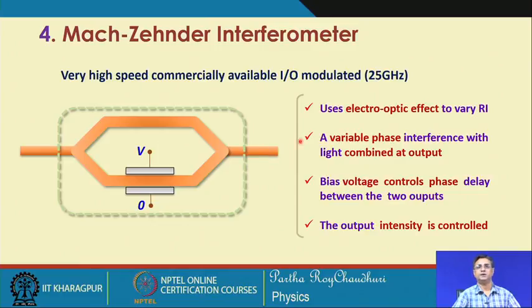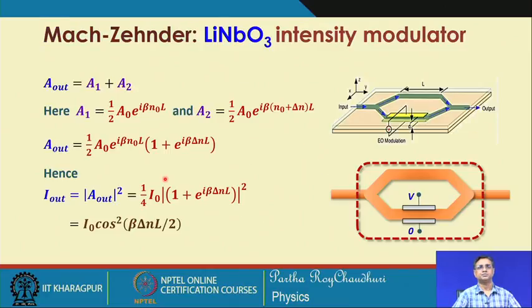So, the interference pattern is in terms of the intensity of the light only; there is no special spatial pattern in this case, and that is controllable by the externally applied electric field. So, this bias voltage can control the phase delay between these two, and the output intensity can be controlled. This basic understanding is the same as we discussed in the previous case.